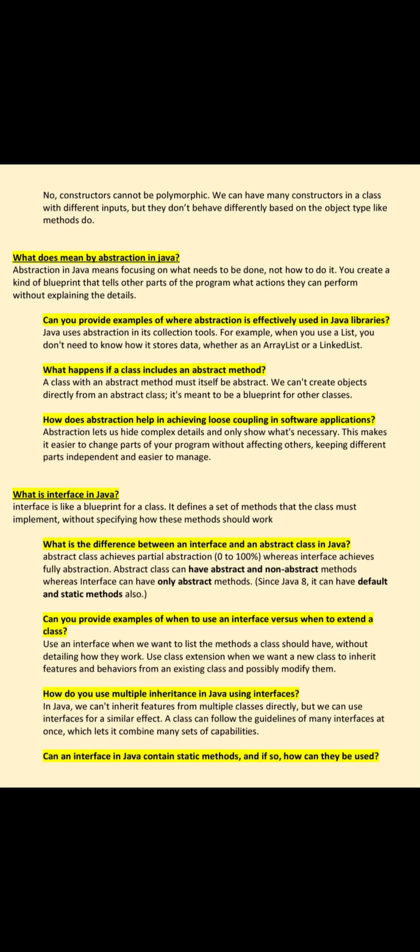What does abstraction mean in Java? Abstraction in Java means focusing on what needs to be done, not how to do it. You create a kind of blueprint that tells other parts of the program what actions they can perform without explaining the details.